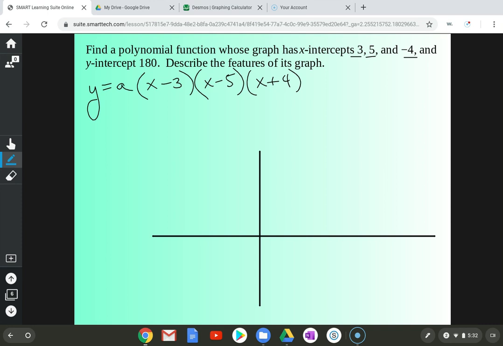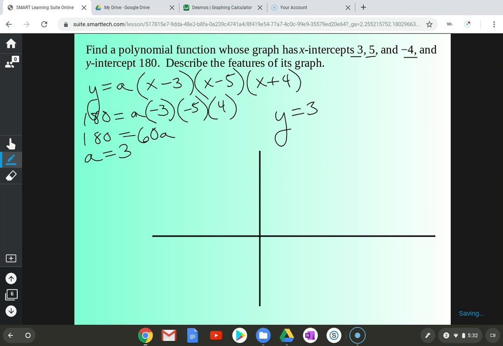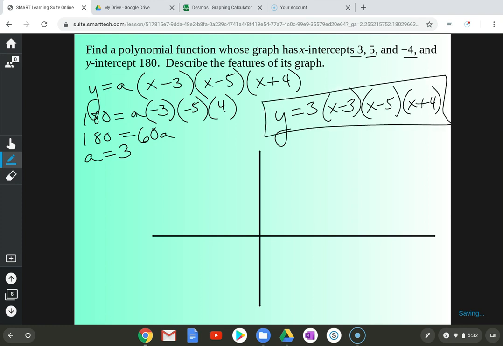We have a y-intercept of 180. That means that when x equals 0, our y is 180. So we get negative 3 times negative 5 times positive 4, setting all of our x's equal to 0. So we get 180 equals 60a, divide by 60, and you get a equals 3. So our final equation in factored form would be 3 times (x minus 3) times (x minus 5) times (x plus 4). All right, so let's sketch this graph.